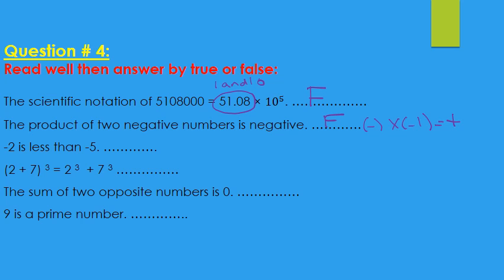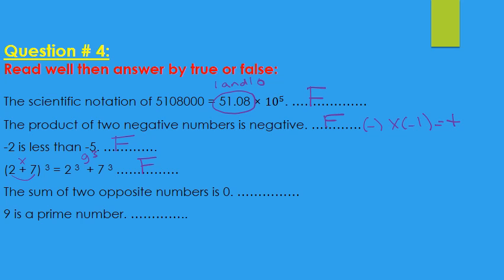Minus 2 is less than minus 5. There is a rule that says as we go nearer to 0, the negative number becomes bigger, so this is false. 2 plus 7, all of it cubed, is equal to 2 cubed plus 7 cubed. No, this rule applies if we have multiplication, but in addition, we should add these first, all of it cubed. So this is equal to 9 cubed, which is false.